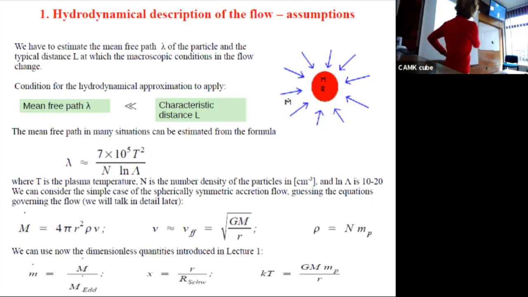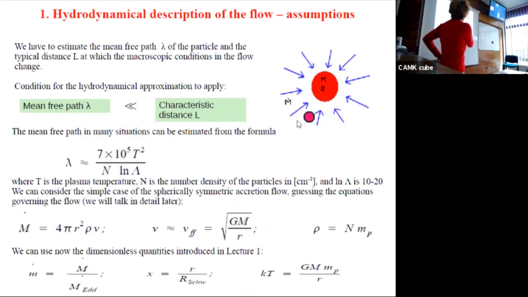So if we consider, for example, a kind of spherical flow, and for the moment, we will guess how it proceeds, we will say that the radial velocity is just the free fall velocity.